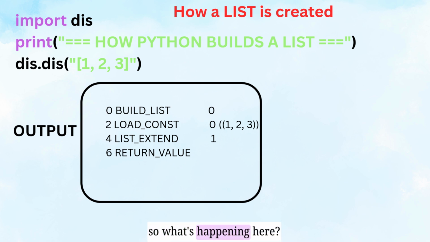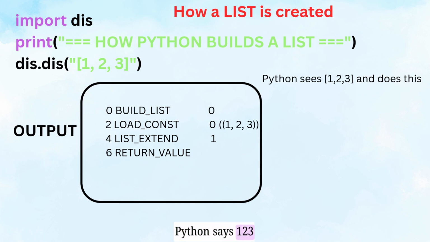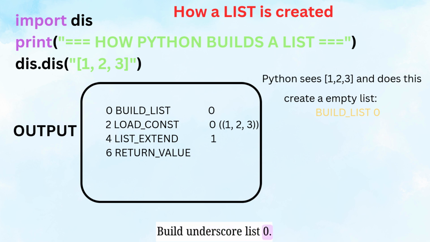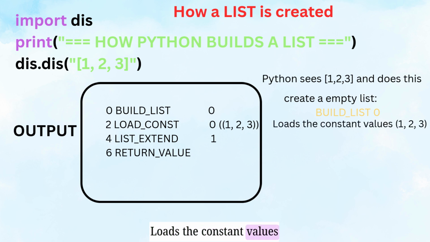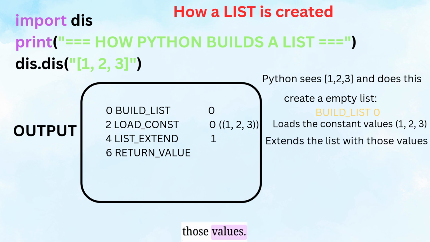Okay, so what's happening here? Python sees [1, 2, 3] as a list and does this. It creates an empty list, BUILD_LIST 0, loads the constant values 1, 2, 3, extends the list with those values, LIST_EXTEND, and returns the result. That is 4 operations every time. Even if you write [1, 2, 3] 1 million times in your code, Python does these 4 steps 1 million times.